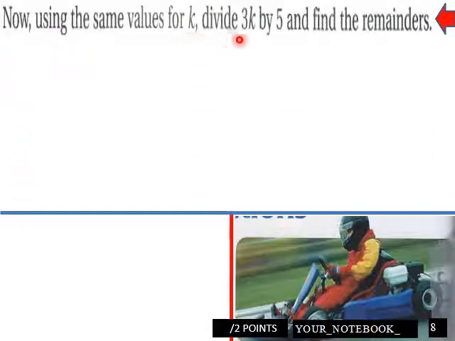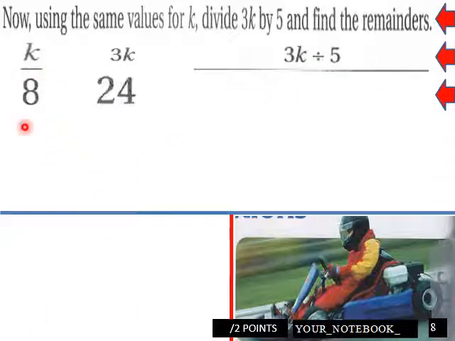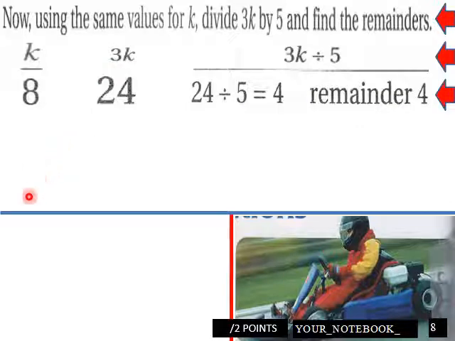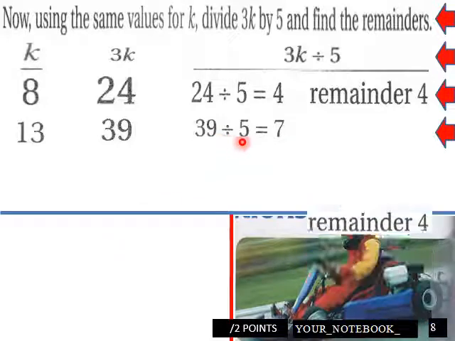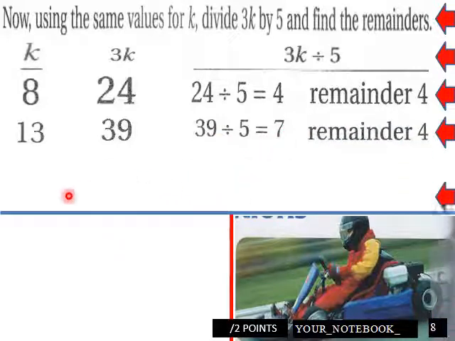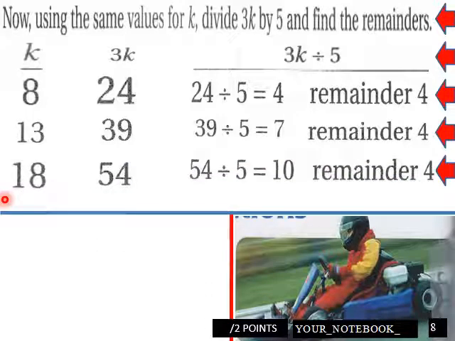Now, using the same values for k, divide 3k by 5 and find the remainder. So k is 8, 3k is 24, and 3k divided by 5 equals 24 divided by 5 equals 4, remainder 4. So 13, 39, and then 39 divided by 5 is 7, remainder 4. So 18, 54, and 54 divided by 5 equals 10, remainder 4.